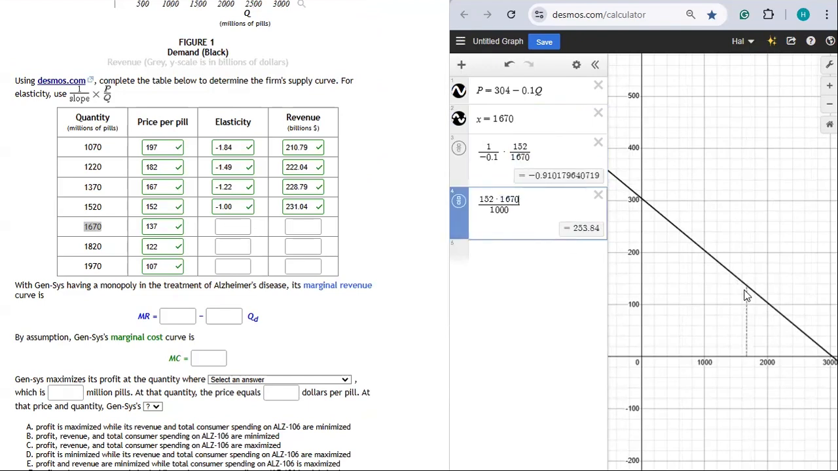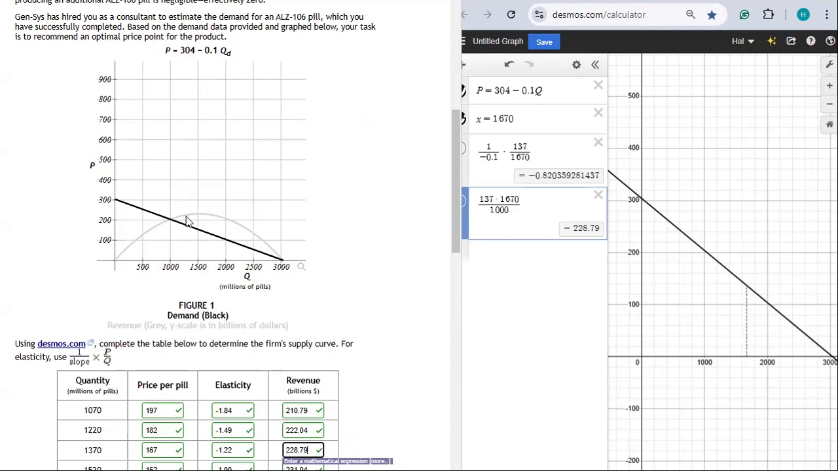And then the price should be 137. It is. I'm going to replace 152 with 137. My revenue is $228.79 billion. Notice it's the same value as what we have here. That's because the graph of revenue is a parabola when demand is linear, and it's symmetric about the vertex. This is the mirror image of this side.